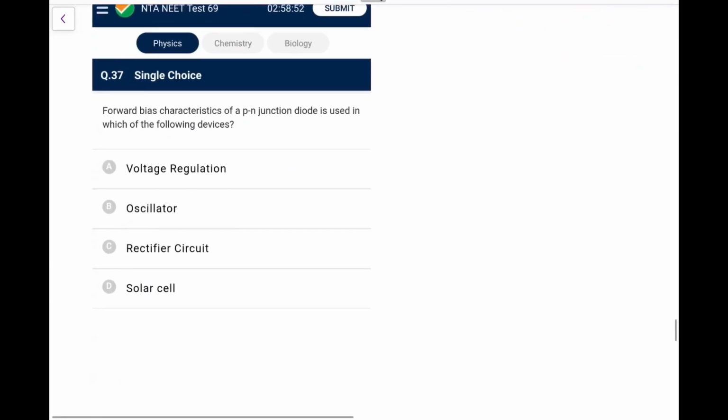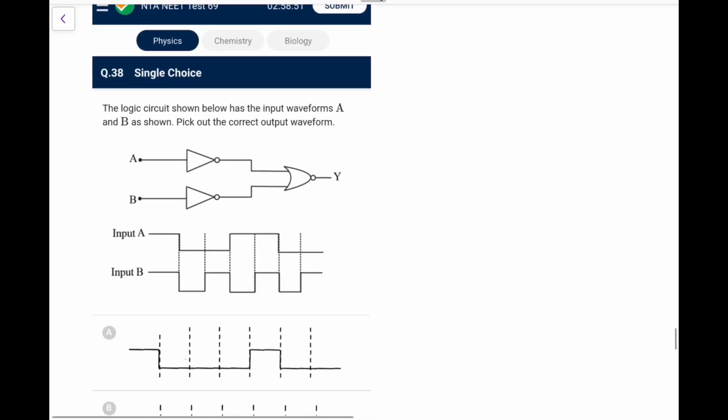Good question. Next. Forward bias characteristics of a PN junction diode is used in which of the following devices? Voltage regulation, no, that is Zener in reverse. Oscillator, rectifier circuit, solar cell. Solar cell also we don't use it. Oscillator, we don't use diode there. In rectifier we use this forward bias because we know it conducts only in one direction, so we can say only the rectifier one we can take here.